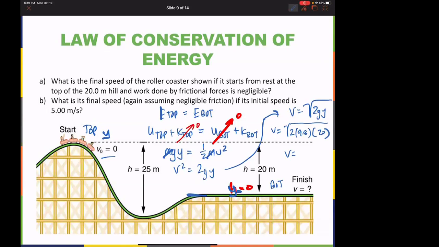Basically 19.80 meters per second. That's our final velocity. Any questions there?